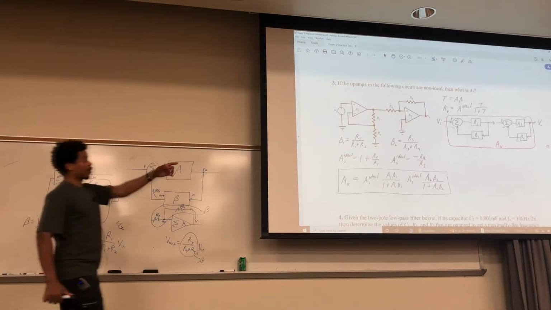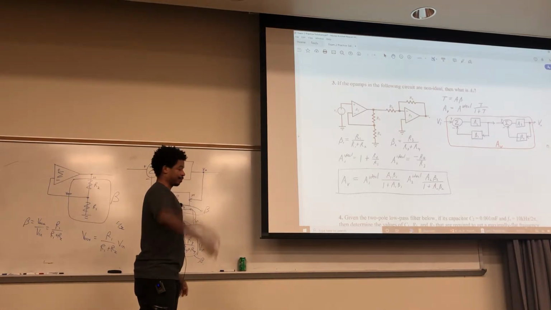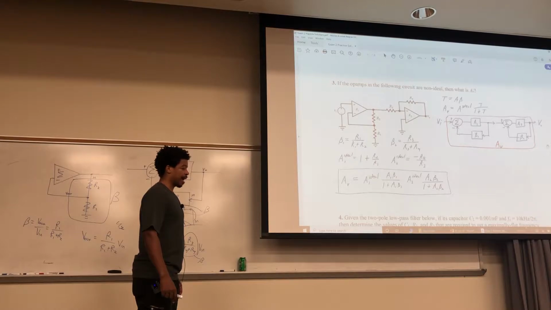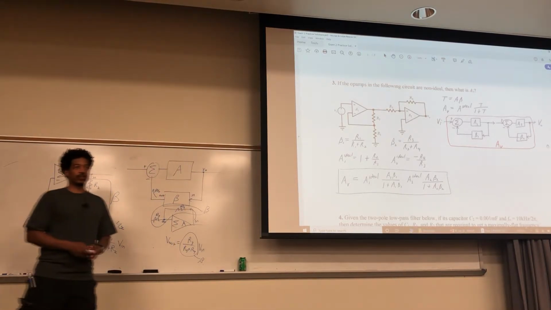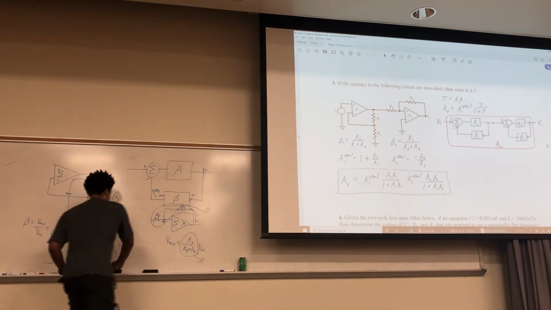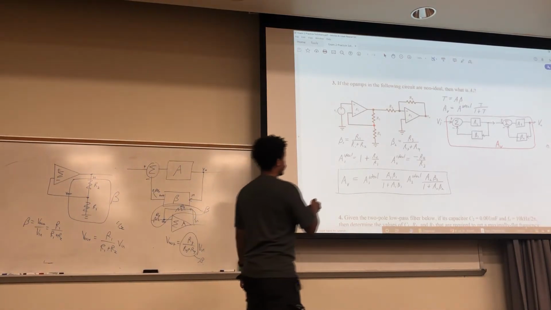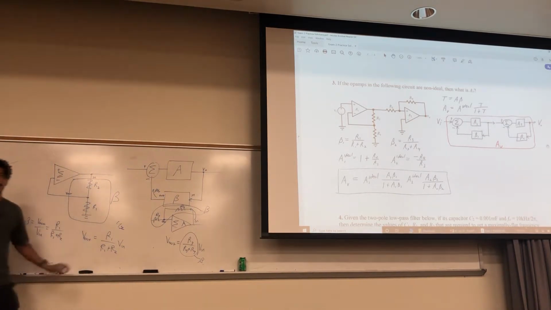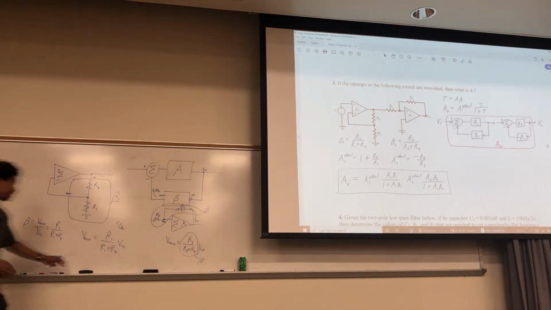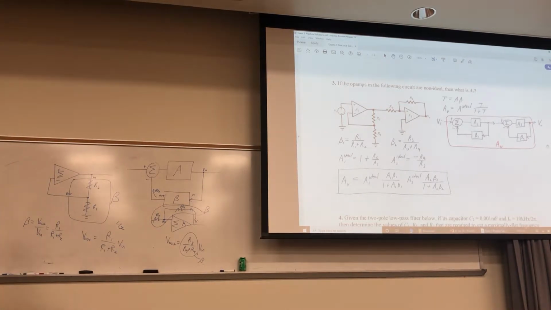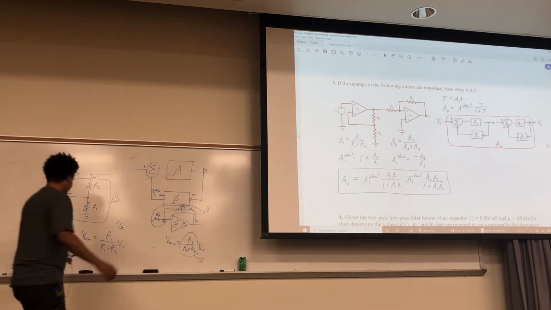Oh, yeah, when you do your T and your feedback, you turn off your sources. If you had a source right here, you turn it off, and that's like the ground kind of thing. It's kind of weird to look at it that way, but okay, so that's that part.